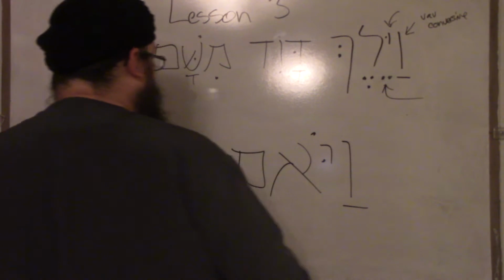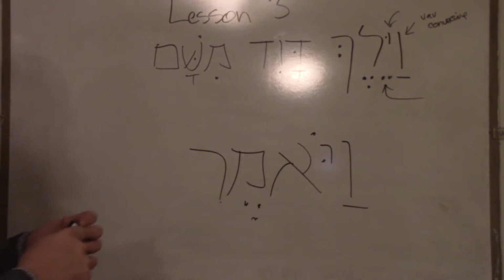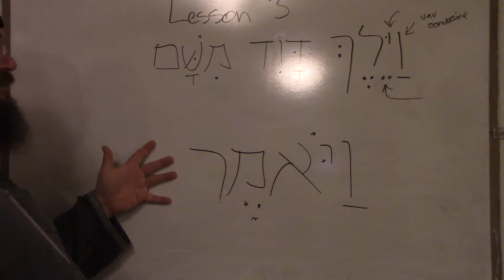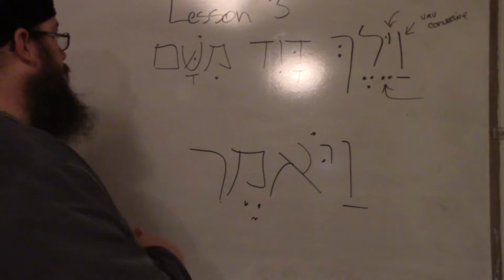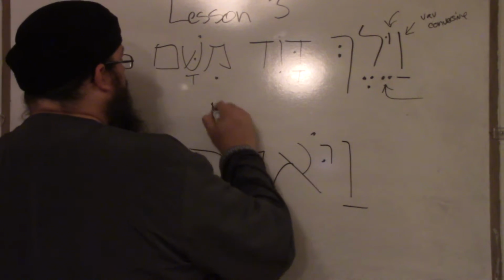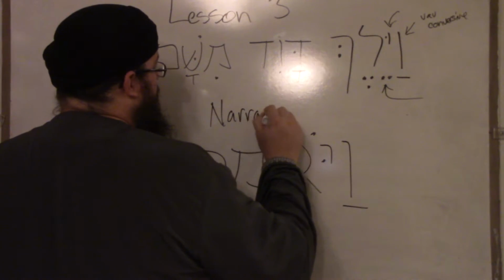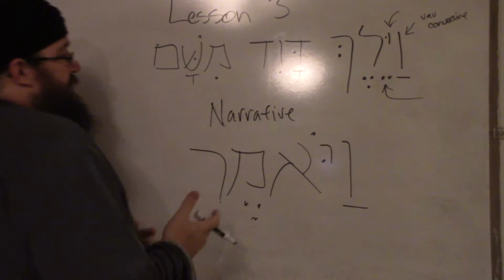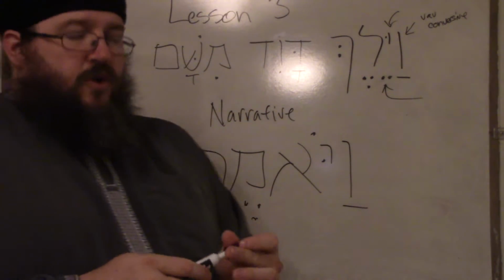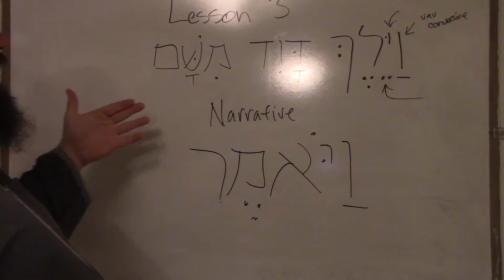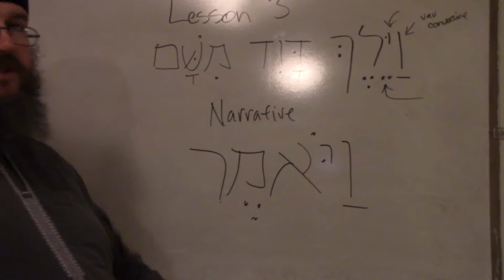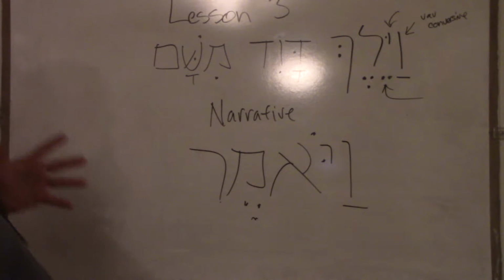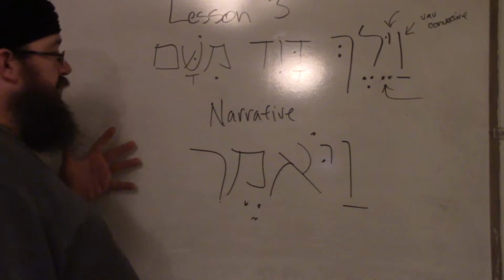In lesson number 1, we saw the vav conversive. This is the first time we were introduced to the vav conversive. In this lesson, we're going to define the vav conversive as really the narrative form. So what does that mean? That means normally when we're dealing with the narration issue of a written text, the vav conversive is going to be the predominant form that we are going to be using and seeing and understanding.